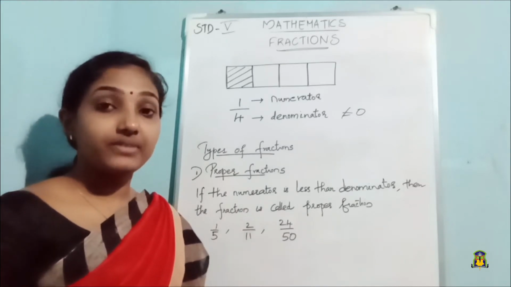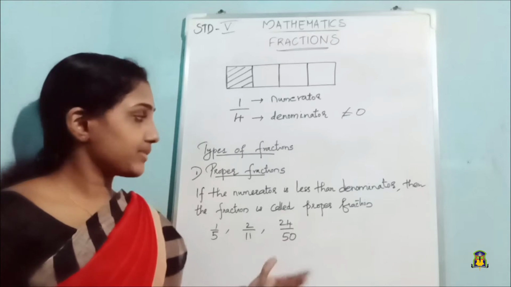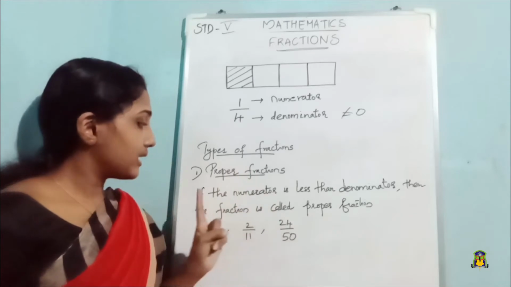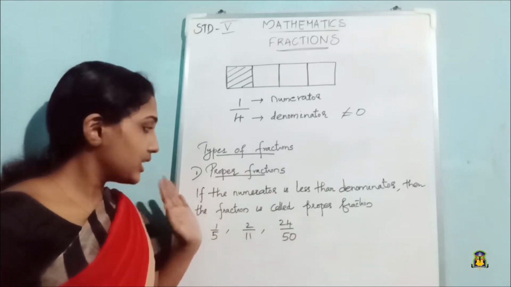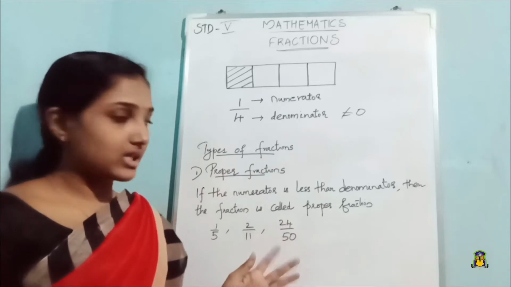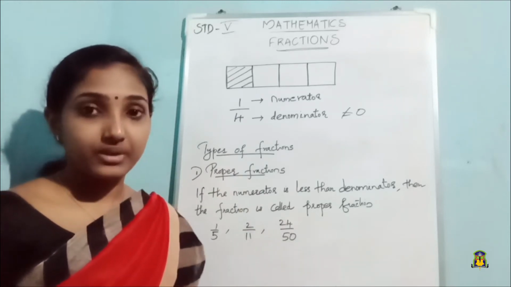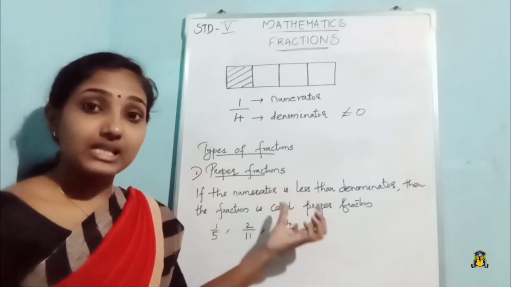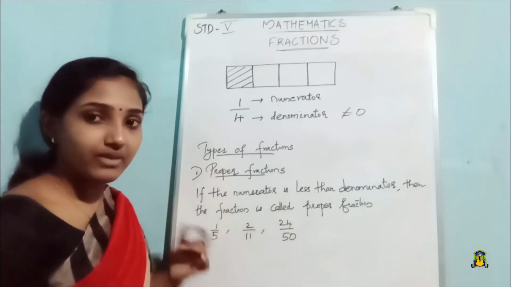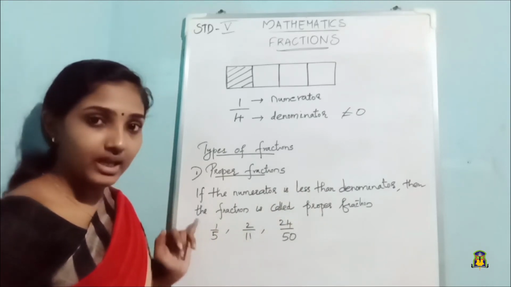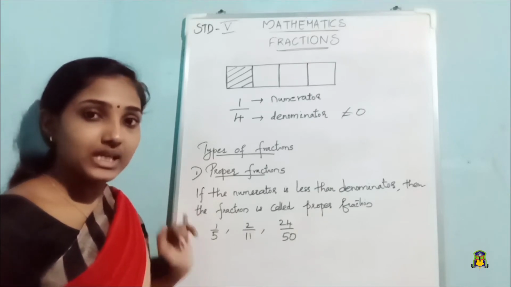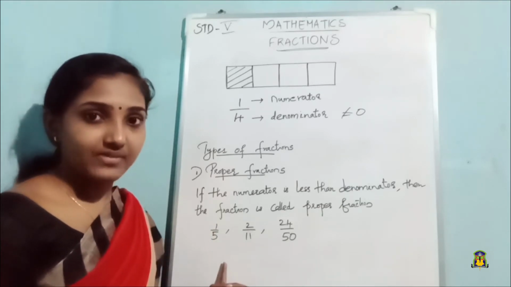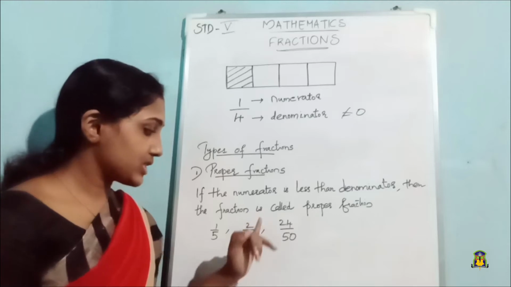There are different types of fractions, and the first one is the proper fraction. If the numerator is less than the denominator, then the fraction is called a proper fraction. See here, it is 1/5. The numerator is 1 and the denominator is 5, and 1 is less than 5. So the numerator is less than the denominator, and this fraction is a proper fraction.